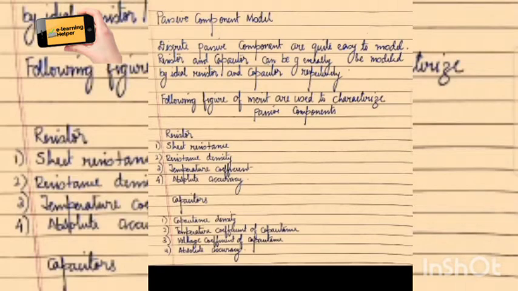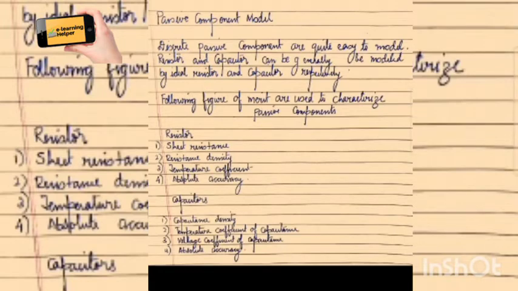The following figures of merit are used to characterize the passive components. We have certain parameters that we consider for designing passive components like the resistor and the capacitor. Below I have described the different properties of the resistor and capacitor for designing. For the resistor, we have to take the following properties into account: sheet resistance, resistance density, temperature coefficient, and absolute accuracy. These are the four different properties included for designing the resistor.